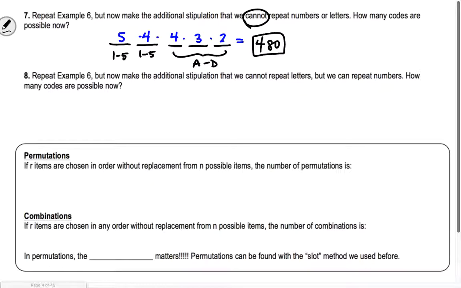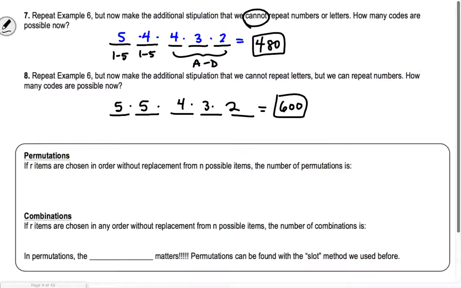All right, now it says repeat example 6, but now make the additional stipulation that we cannot repeat letters, but we can repeat numbers. So maybe the letters are bad, but the numbers are okay. So if you can repeat the numbers, what do we start with in the first 2 slots? 5 times 5, yep. And then we can't repeat letters, so 4, 3, 2. Yep, exactly.